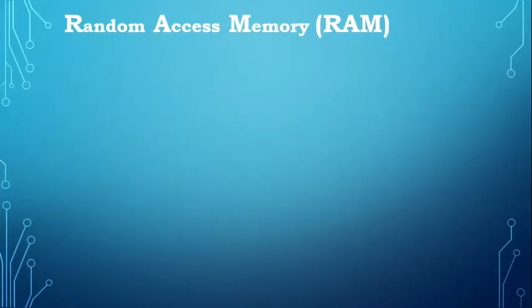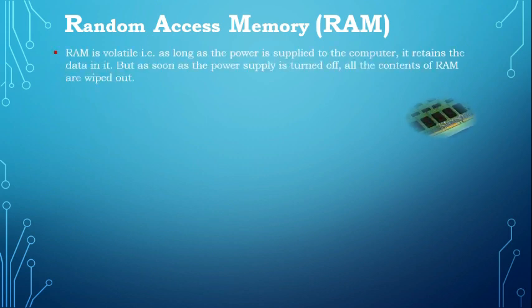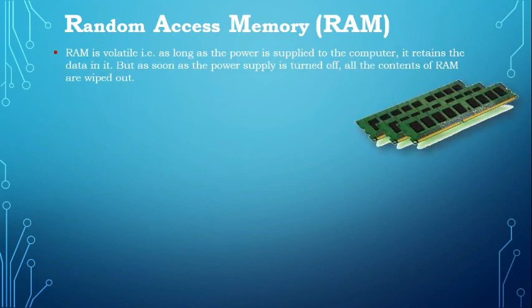Now let's see the RAM, that is random access memory. A RAM is volatile, that is as long as the power is supplied to the computer, it retains the data in it. But as soon as the power supply is turned off, all the contents of the RAM are wiped out. So it is called volatile memory.